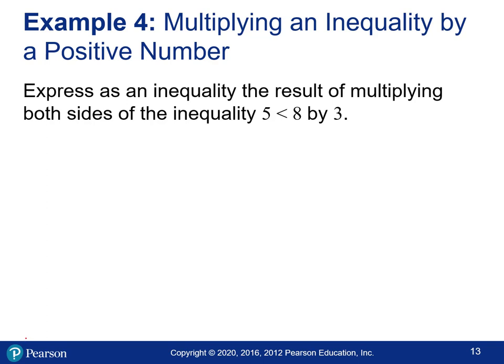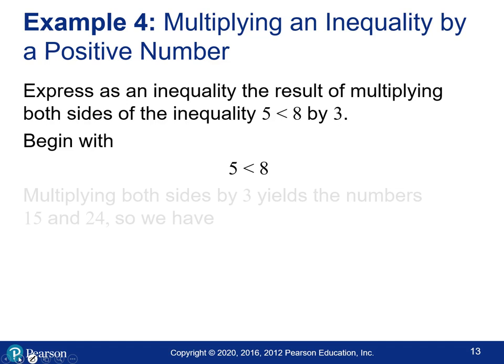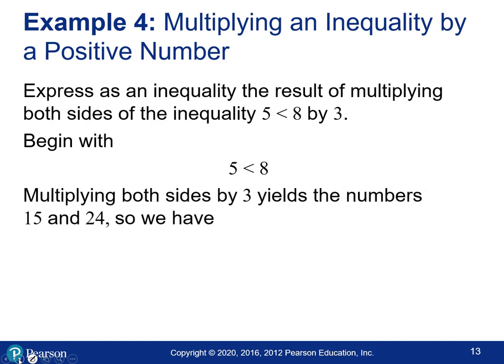Express as an inequality the result of multiplying both sides of this inequality by 3. What we're going to do is start with the original: 5 is less than 8, which is true. And then if we multiply both sides by 3, notice what we would get. We would just get 15 on the left and 24 on the right, which is still going to hold true for this inequality symbol. The left side is still smaller than the right side.